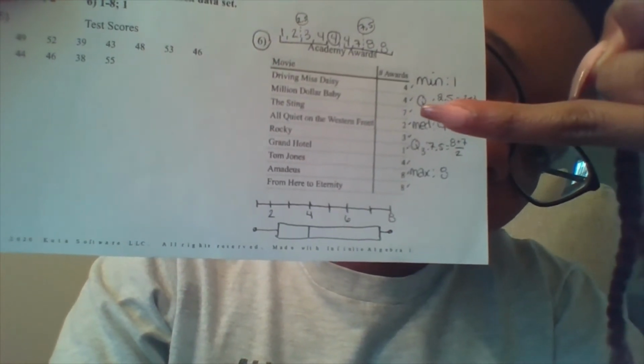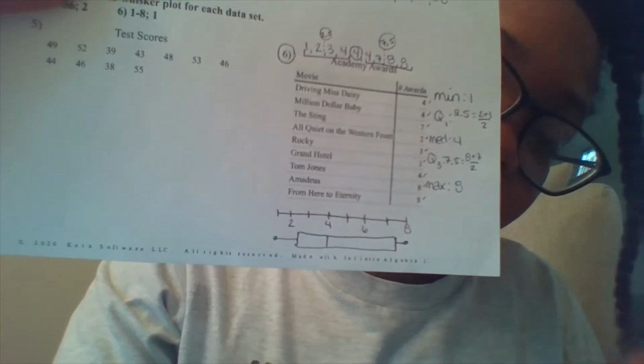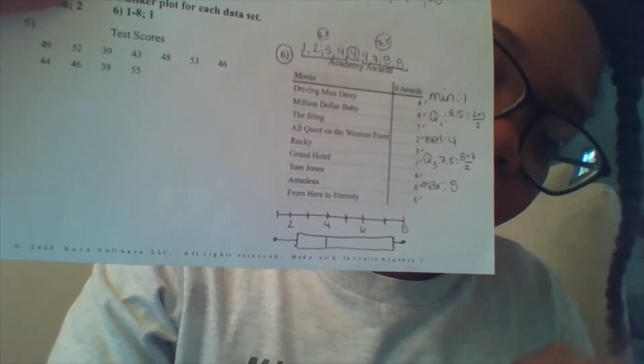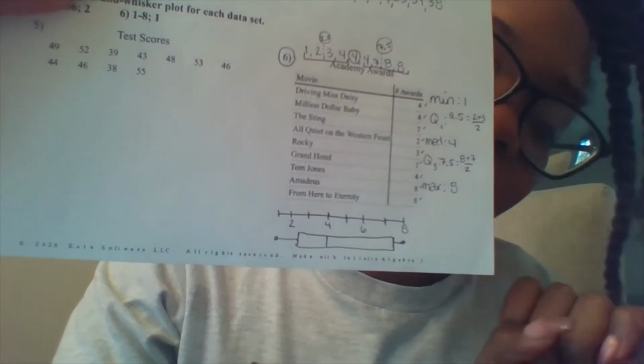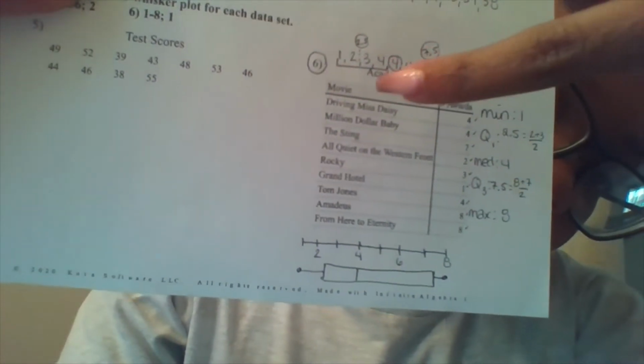The minimum is the smallest value. Our smallest value is 1. The Q1 lower quartile is the median of the lower half. So we had a total of 9 values in this data set. So in the lower half, we're going to have 4 values. Again, because there's an odd number, we keep this 4 out in the middle.